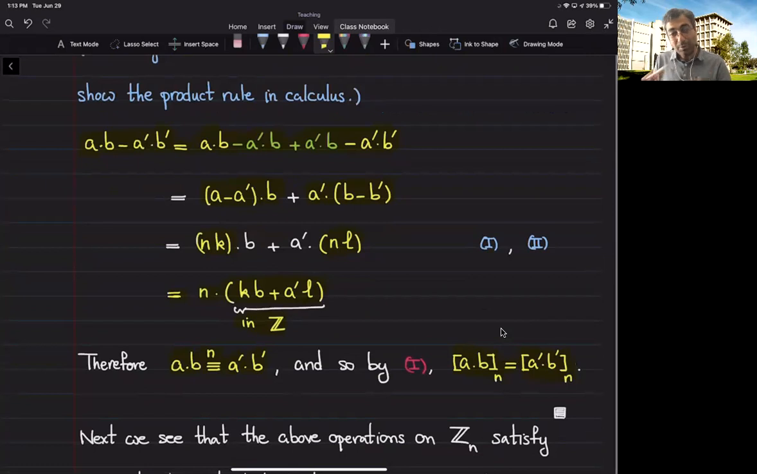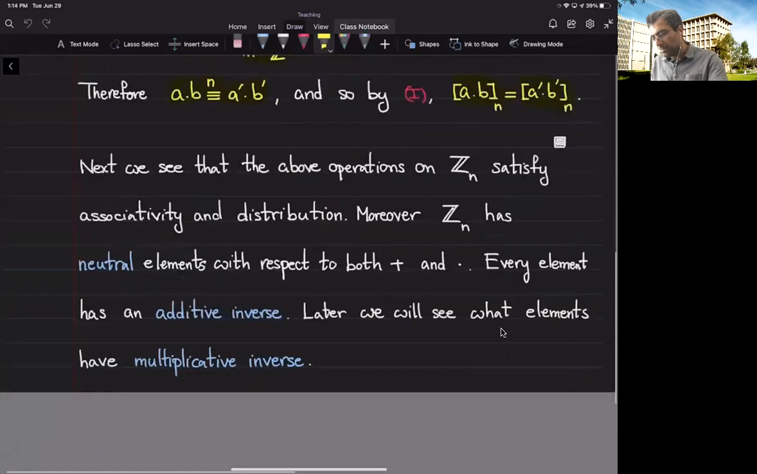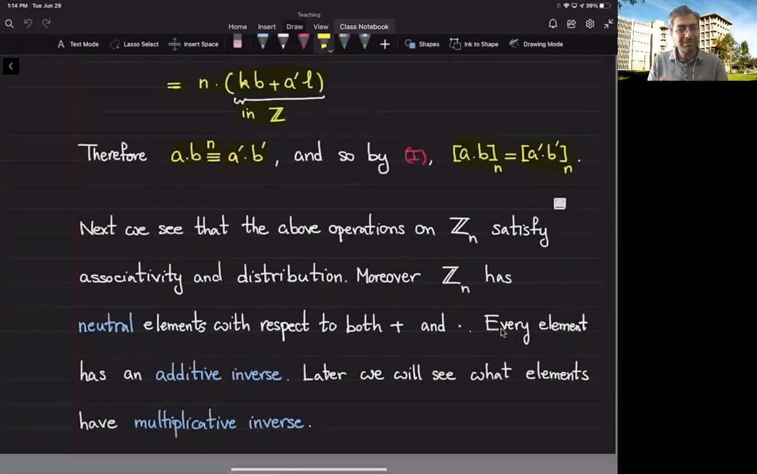Altogether, we get two operations on the set of these arithmetic progressions on this set of integers modulo n. Next, I want to show that these operations have nice properties. They are associative, we have distribution properties, and we have neutral elements with respect to addition and multiplication. Every element has an additive inverse, but maybe not every element has a multiplicative inverse. Later, we will understand exactly what elements have multiplicative inverses.